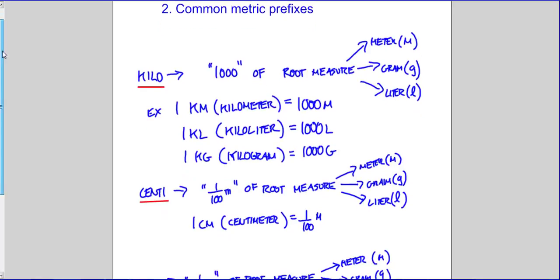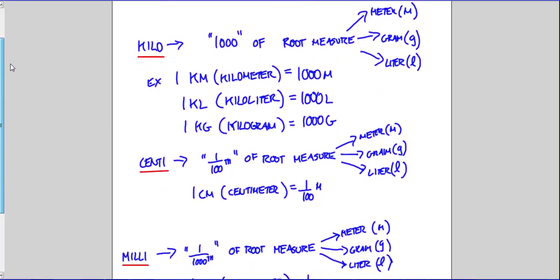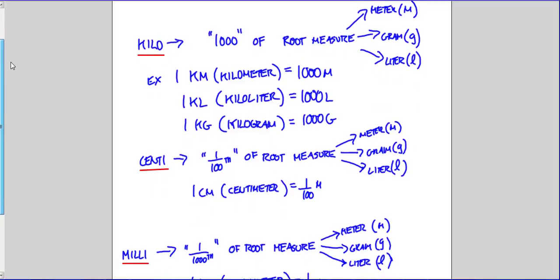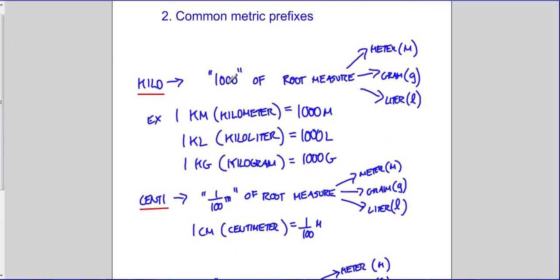So some common metric prefixes that you see all the time. There are others, but these are the most important ones. Kilo means 1,000 of some root measure. So you have the kilometer, the kilogram, the kiloliter. So this means 1,000 meters, 1,000 grams, 1,000 liters. So 1 km, or kilometer, is 1,000 meters.